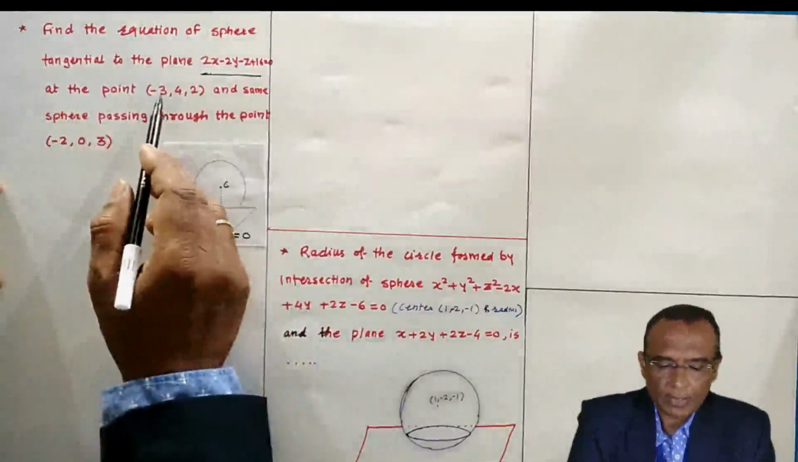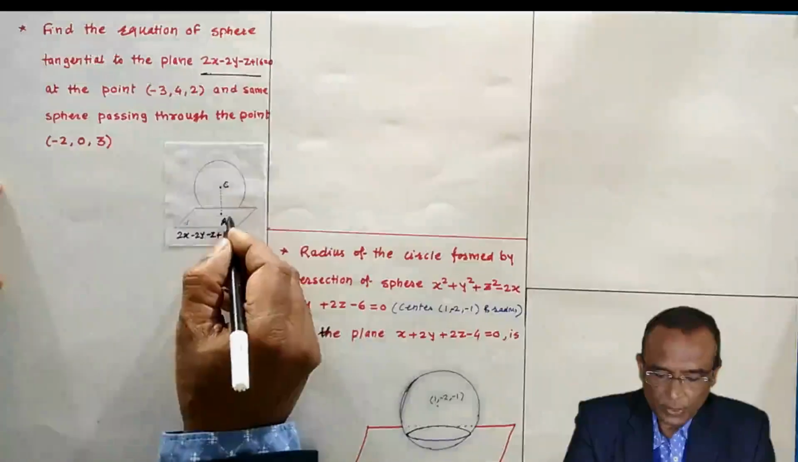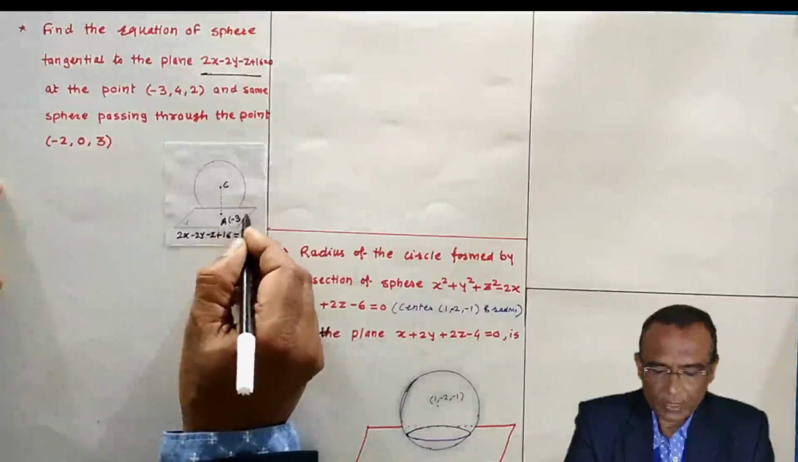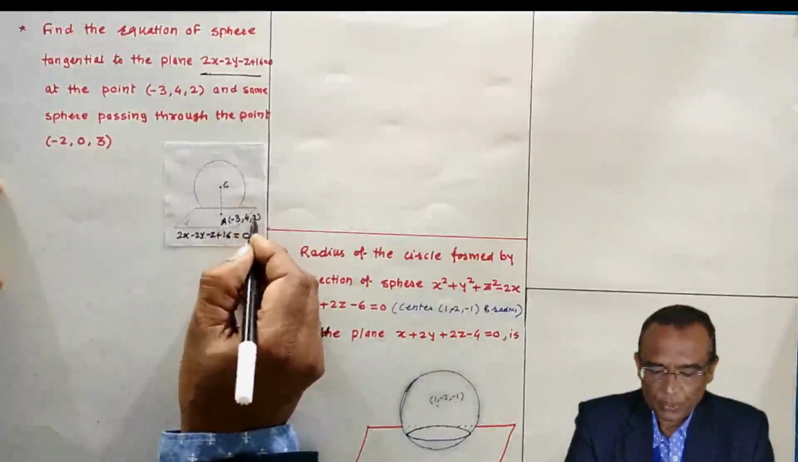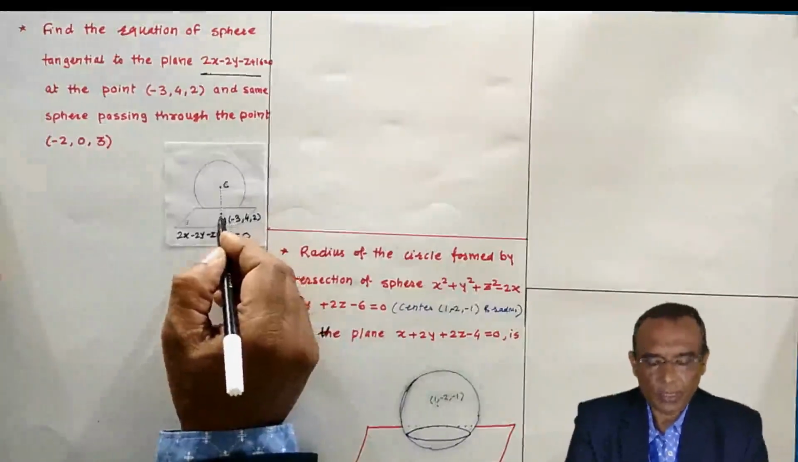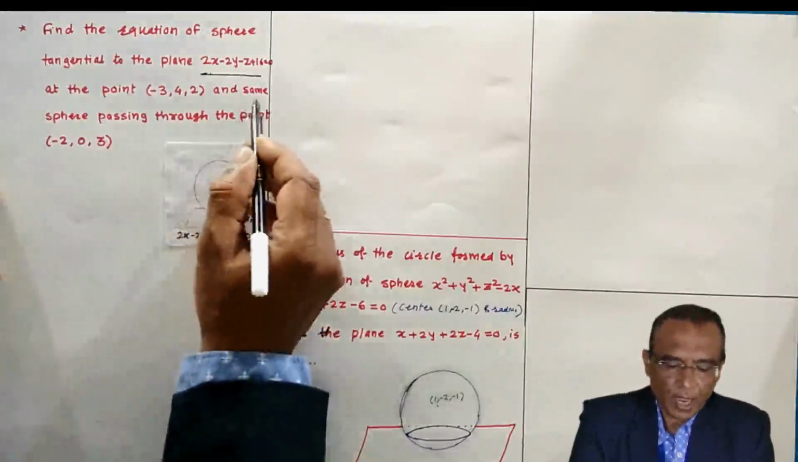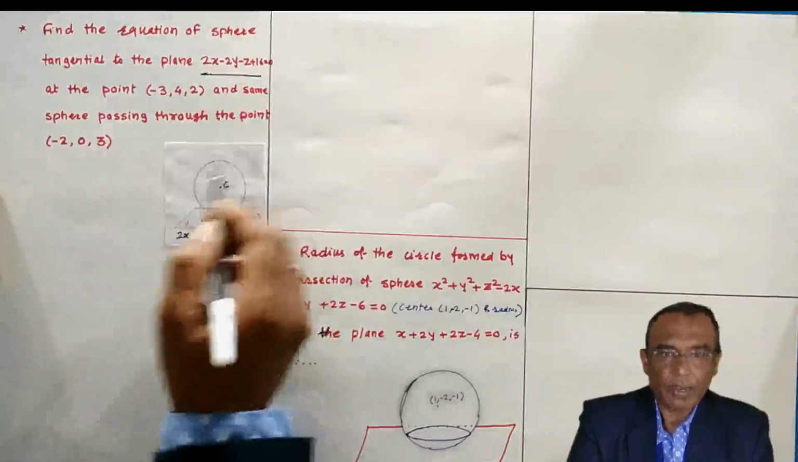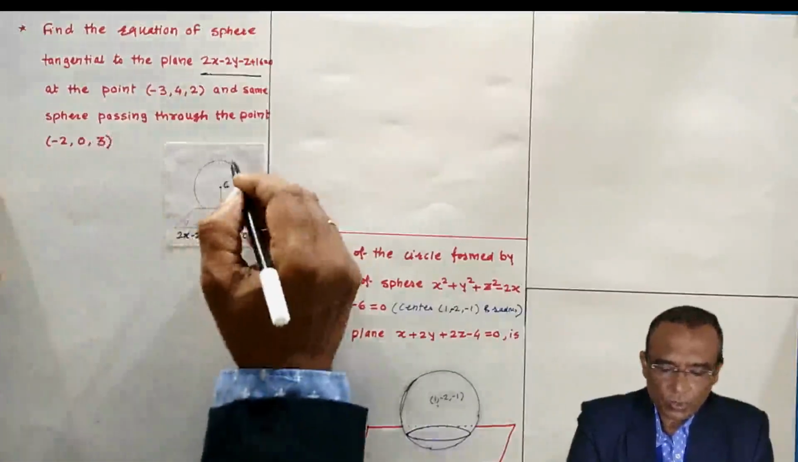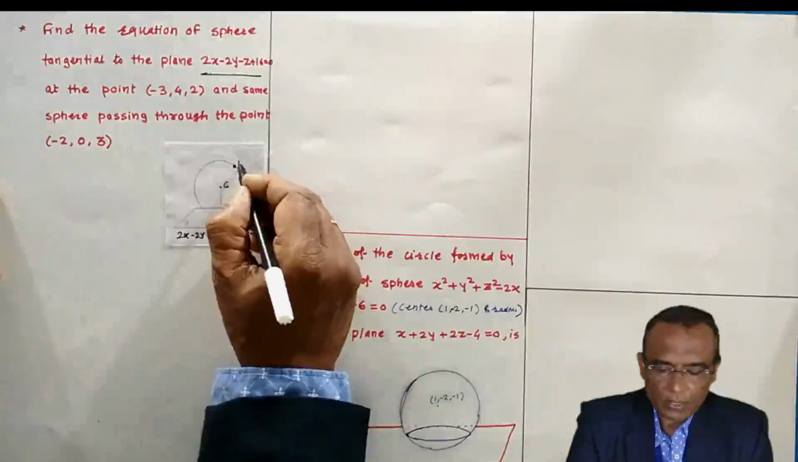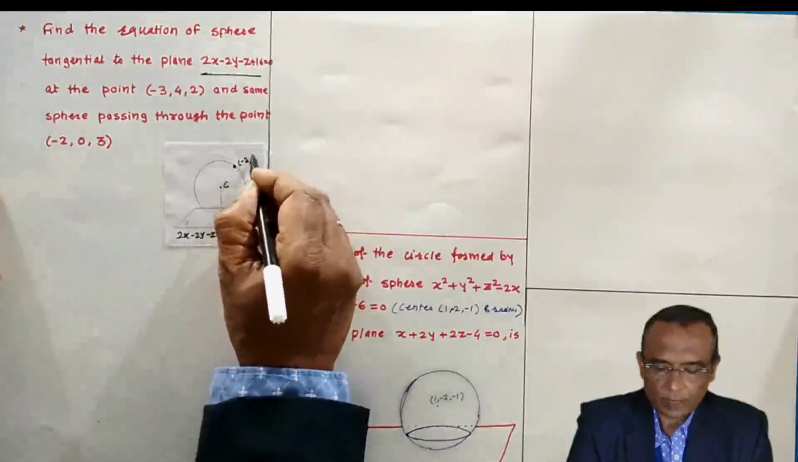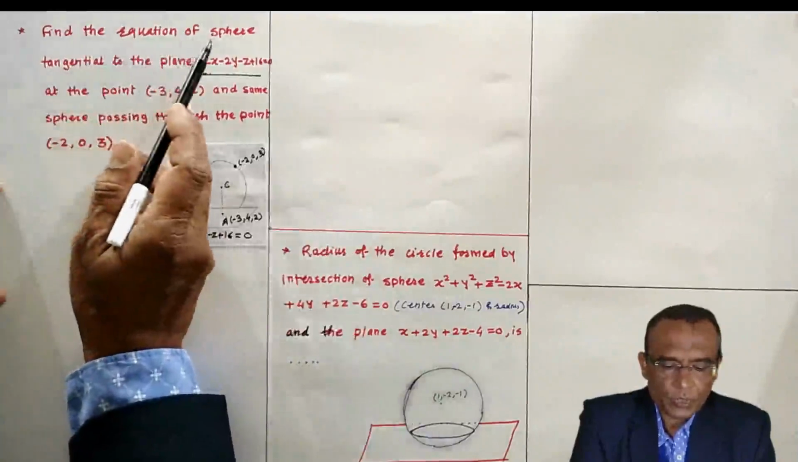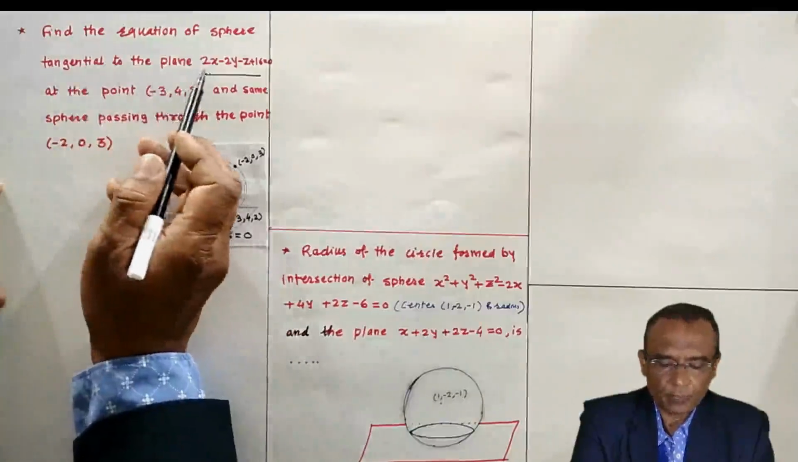At the point (-3, 4, 2), the point of contact is given. In the previous problem, we found the point of contact. Here the point of contact is given, and the same sphere, this required sphere, passes through the point (-2, 0, 3). Find the equation of the sphere tangential to the plane.